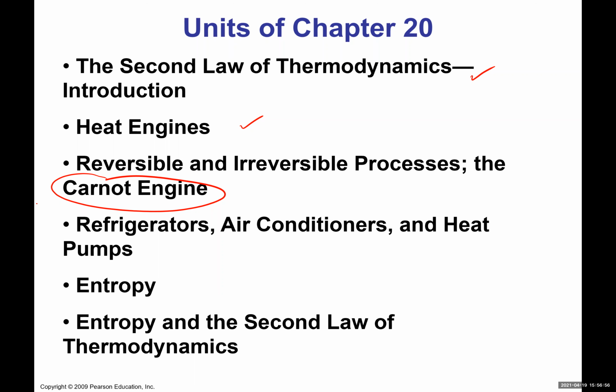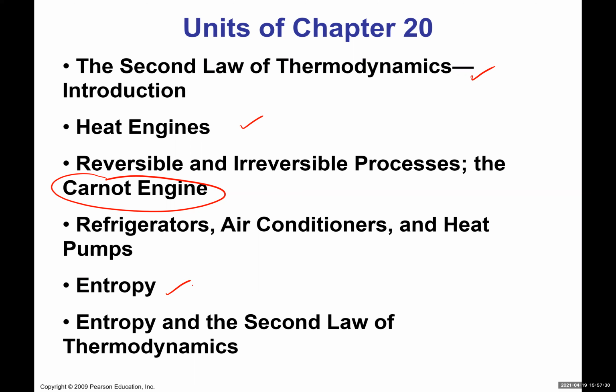So we're going to talk about the differences between these types of devices: the refrigerator, air conditioner, heat pumps, and what is the main difference between those and the heat engine. Obviously, there's a difference in the way that the energy is flowing. In heat engines, energy is going to go from hot to cold, and we're going to extract some of that energy to do useful work. Whereas in refrigerators, air conditioners, or heat pumps, heat is going to go from cold to hot, but we're going to have to input some energy in order for that to happen.